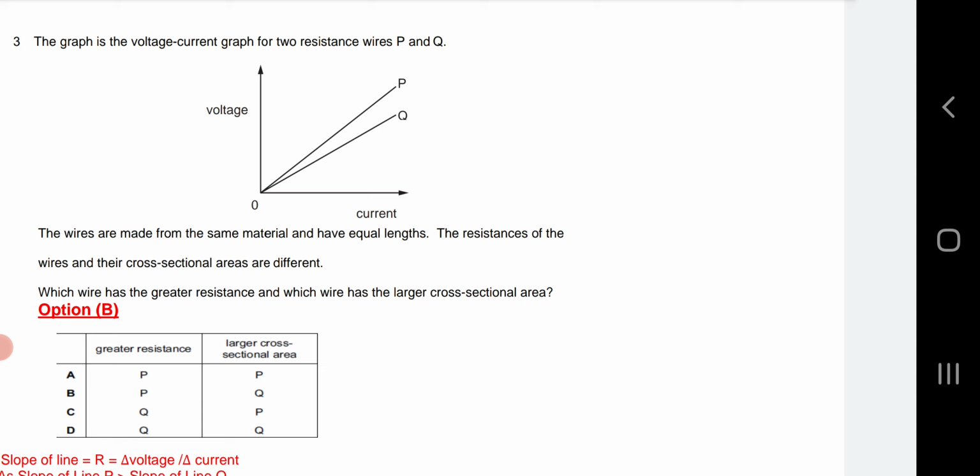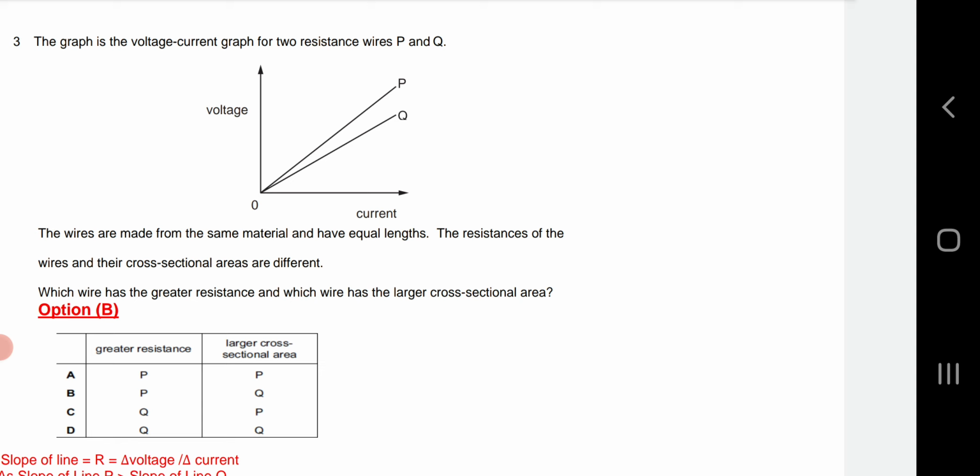You can see from the graph that the slope of wire P or line P is larger, and the slope is the resistance. The slope here is delta V over delta I. So the resistance of wire P is larger as compared to wire Q because the line Q has smaller slope and hence has smaller resistance.